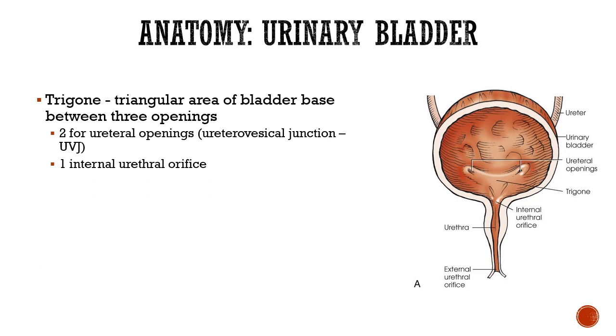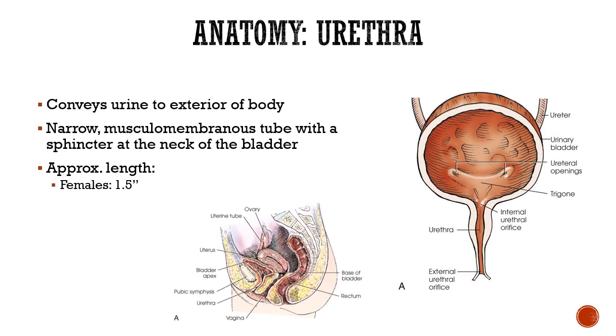The trigone is a triangular area of the bladder base between three openings. There are the urethral openings, which are shown here, and then the internal urethral orifice. The urethra conveys urine to the exterior of the body. It's a narrow musculomembranous tube with a sphincter that's at the neck of the bladder, and it's approximately 1.5 inches in females.